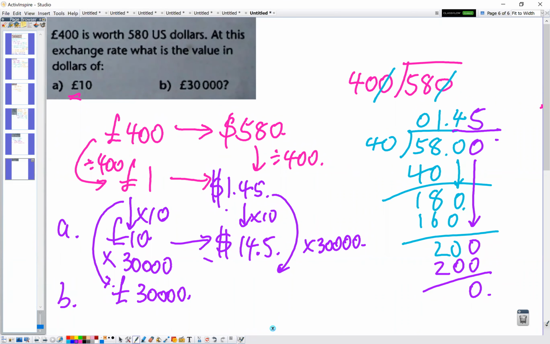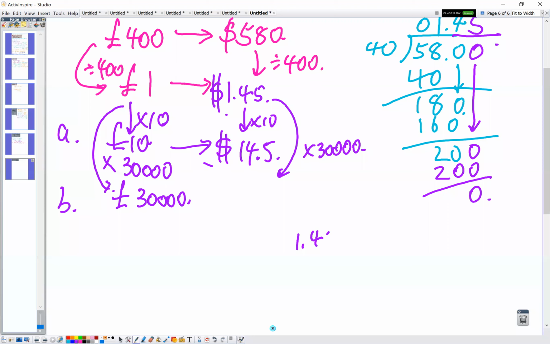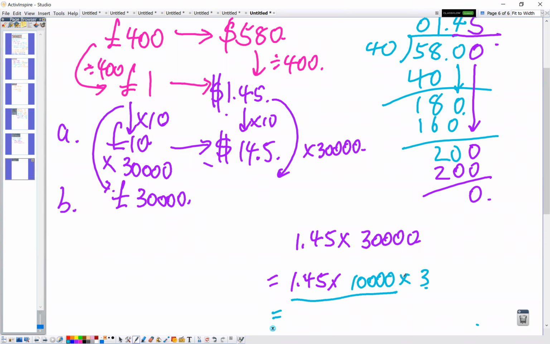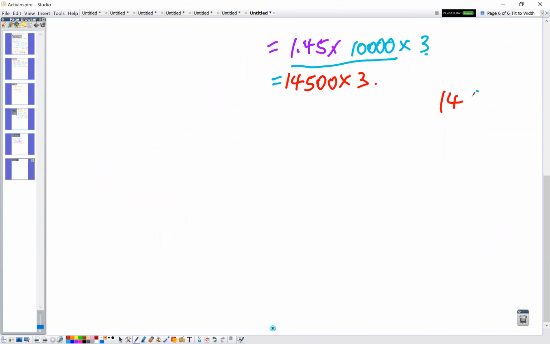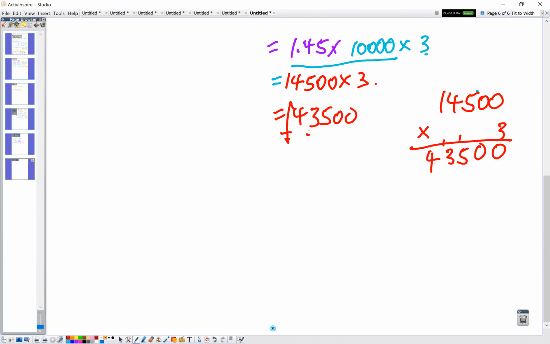So now let's have a look. How do you times by such a big number? I'm going to use 1.45 times by 30,000. You can say 30,000 is 10,000 times by 3. We times by 10,000, so I move how many places? 4 places, which is 1, 2, 3, 4. It's 14,500. We times by 3. 3 times 5 is 15, 3 times 4 is 12 plus 1 is 13. This will become 43,500. That's how you work it out.